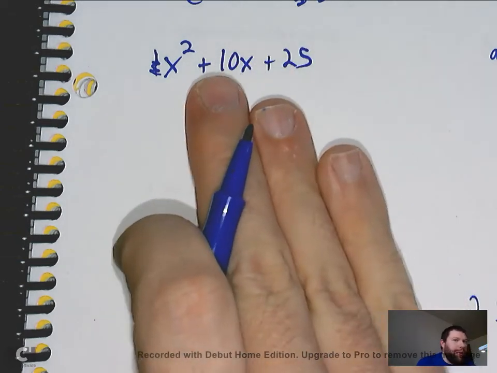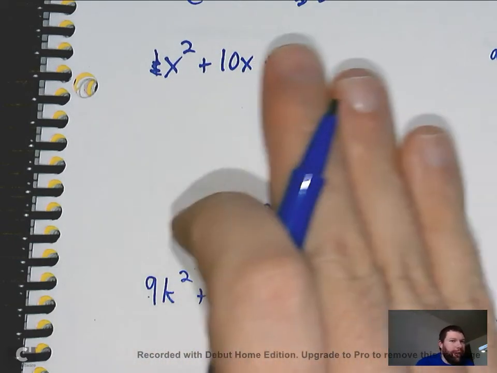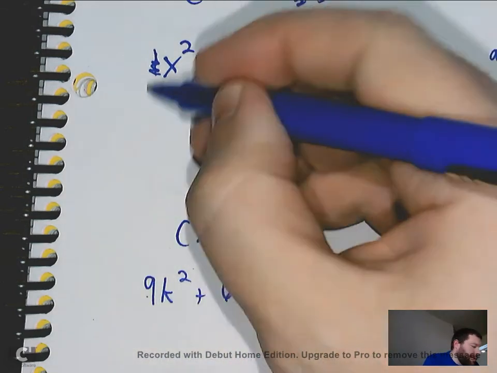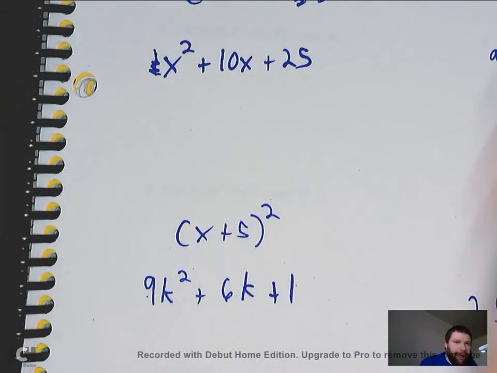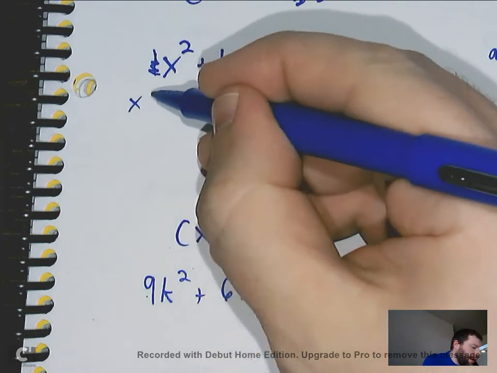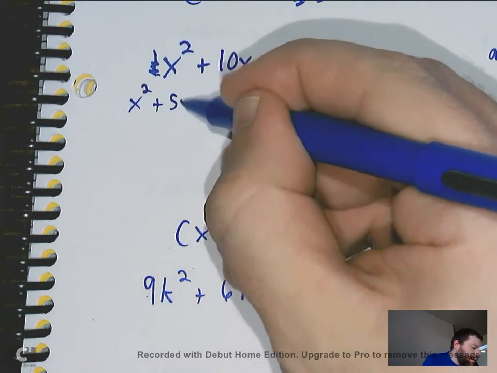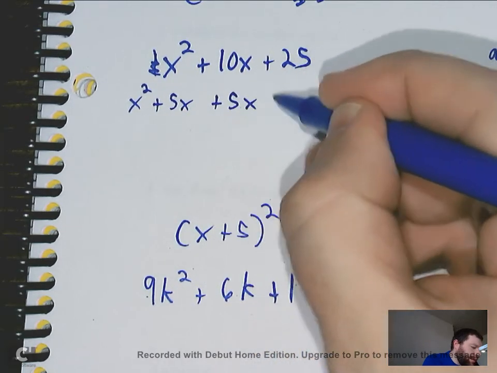Now I'm going to try splitting this middle term into 2 parts, and then we'll try factor by grouping and see if we get the same answer. So I get x squared plus 5x, and then plus 5x plus 25.